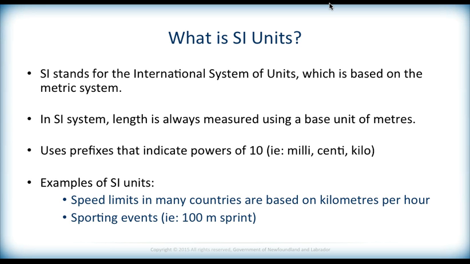Some real-life examples of SI units themselves. Speed limits in many countries are based on kilometers per hour. In our province, the maximum speed limit is 100 kilometers per hour. Another example would be for a sporting event. For example, it could be a 100-meter sprint.